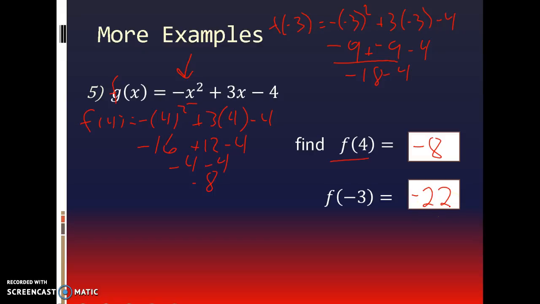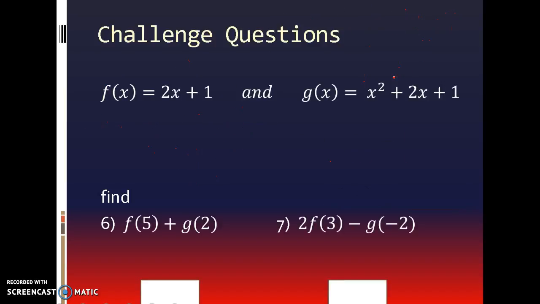So it's really important that we know our positives and negatives during this unit, because they're going to come into play quite a bit. Negative 18 minus 4 is the same thing as negative 18 plus a negative 4. You have 18 bad guys, and 4 more bad guys is 22 bad guys. All right, so let's take a look at these examples here.